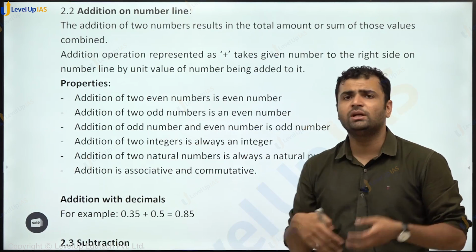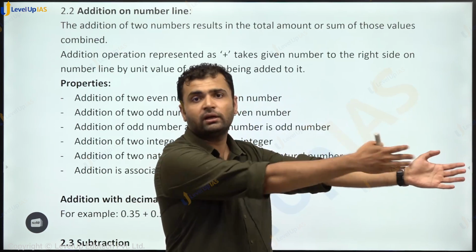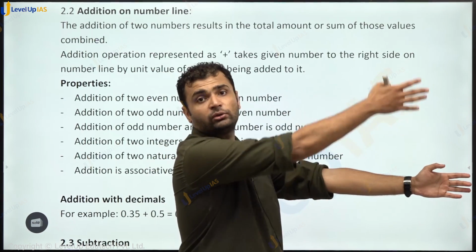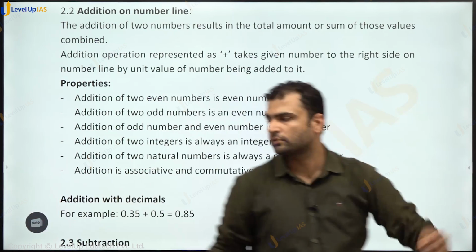Addition of two natural numbers is always a natural number. Natural numbers, I hope you remember, 1, 2, 3, 4. So if you are standing anywhere from 1, 2, 3, 4, so from 3, let us say, you are going to the right, no? So you'll again go to a natural number only. You cannot go to the negative numbers.